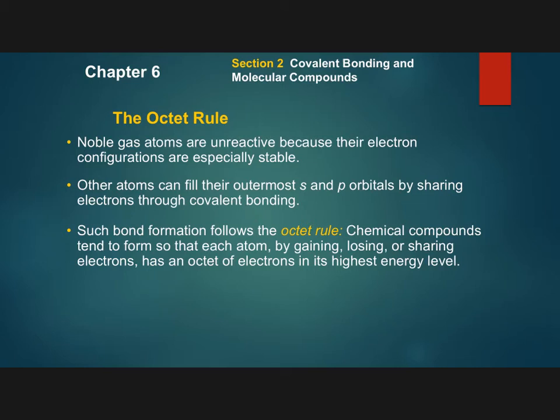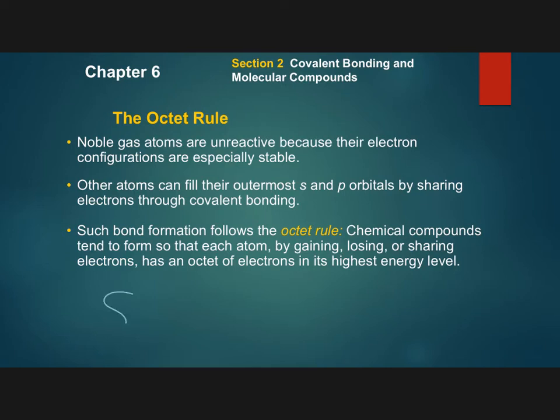So the octet rule says that noble gas atoms are unreactive because their electron configurations are especially stable, and other atoms can fill their outermost s and p orbitals by sharing the electrons through a covalent bond. And such bonding forms by the octet rule, meaning the chemical compounds tend to form so that each atom is gaining, losing, or sharing electrons, and they have 8.